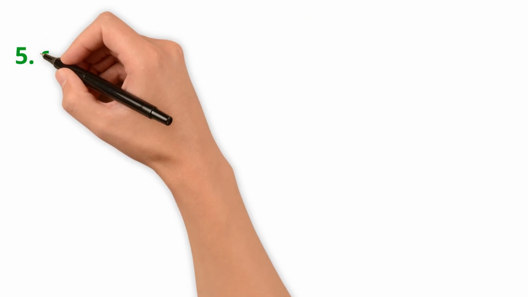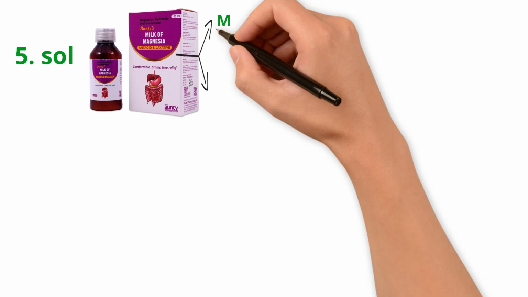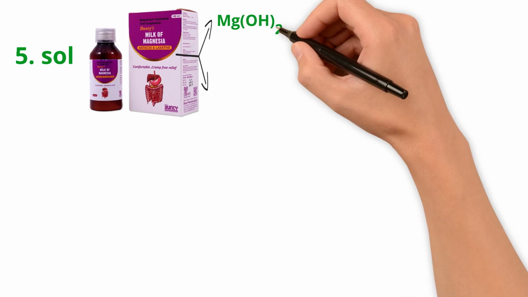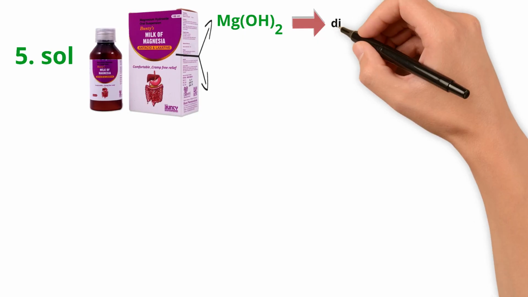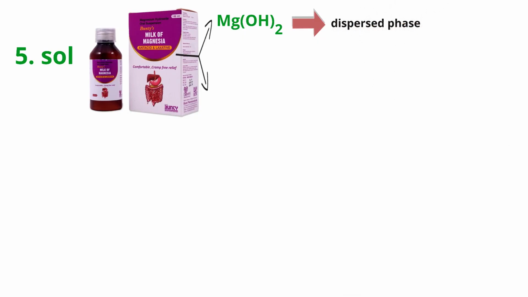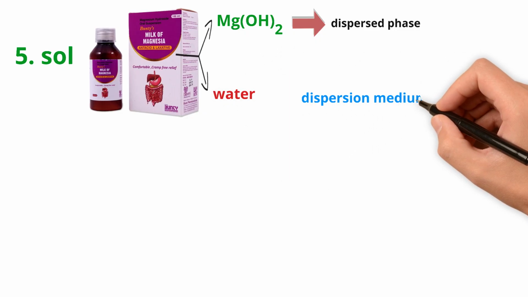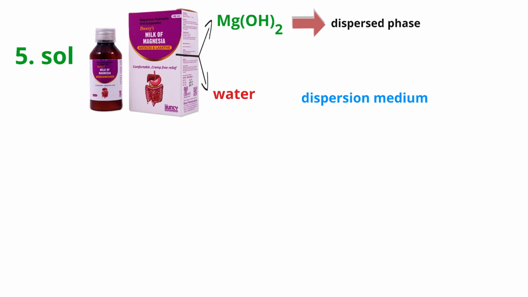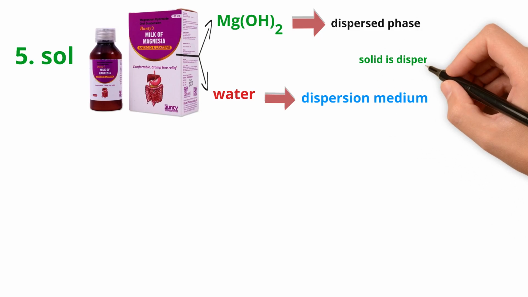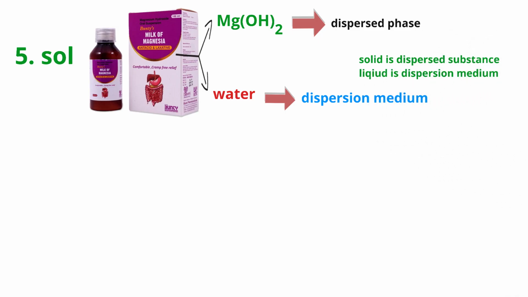Fifth, sol. Let us take milk of magnesia. In milk of magnesia, magnesium hydroxide is the dispersed phase, and water is the dispersion medium. When magnesium hydroxide is dispersed throughout water, they form milk of magnesia. Solid is the dispersed substance, liquid is the dispersion medium, therefore they form sol. And sol is a type of colloid.